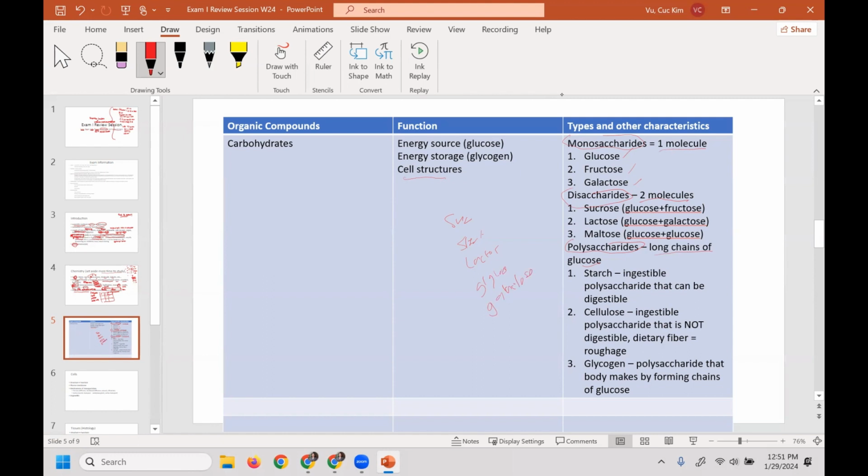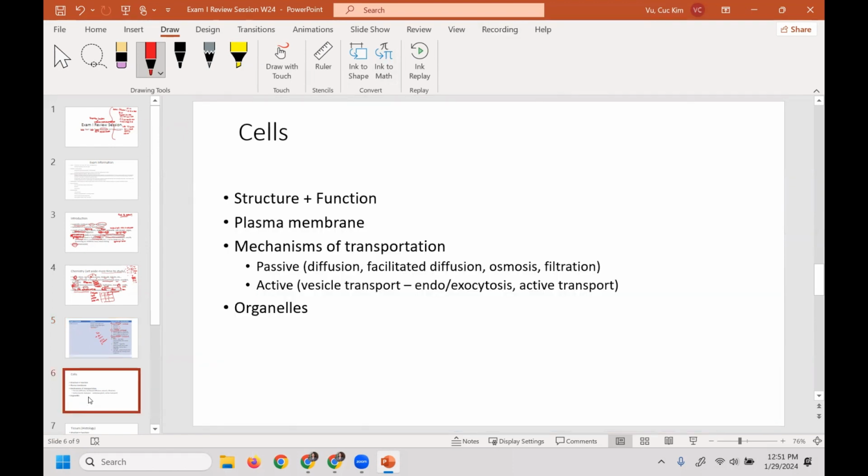Or I can ask, okay, which of the following carbohydrates is ingestible? In other words, you can eat it and you can digest it. That would be starch. That would be another type of question I could ask based on this content. Okay, all right. So again, the purpose of this is just to provide you a general overview.